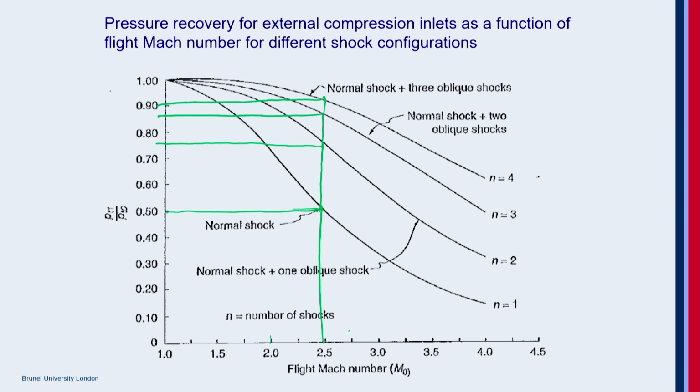But then, as I did mention, there is a limitation for external compression inlet, because you are turning the flow excessively to decelerate it. Then your cowl lip angle also turns to accommodate the flow to get into the engine. But if it comes to a situation where theta is greater than theta max, then you will not have an oblique shock solution.